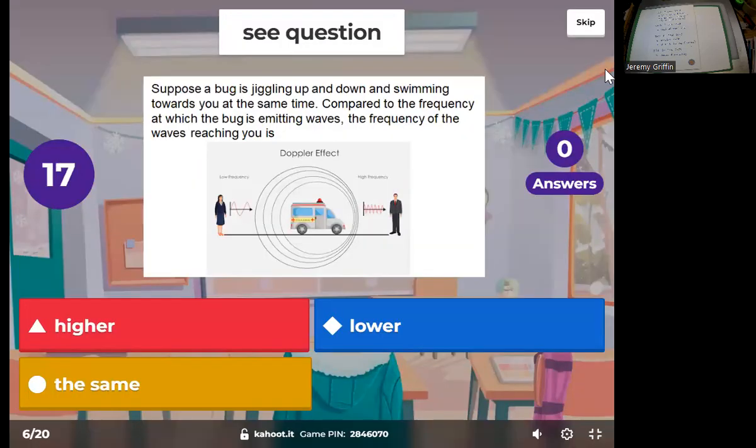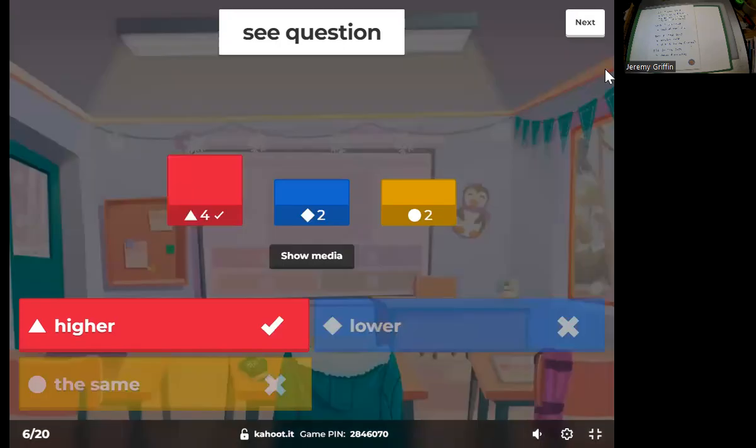Suppose a bug is jiggling up and down, swimming towards you at the same time. Compared to the frequency that the bug emits waves, the frequency that the waves reach you is higher. You guys see that picture there? It looks like the Doppler effect.